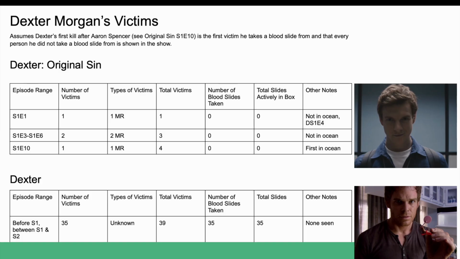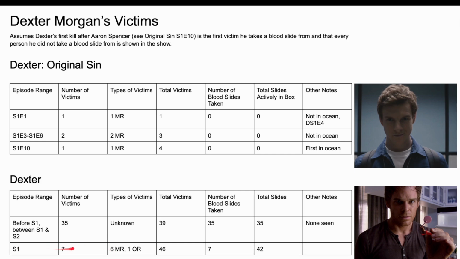And then Dexter starts, and before season 1 and then between seasons 1 and 2, so somewhere between the end of Dexter Original Sin and the start of Dexter, and then the end of season 1 and the start of season 2, he takes 35 victims, bringing his total to 39. He also takes 35 blood slides, bringing him to 35 slides total. And none of them have been seen. However, there's a couple flashbacks that are unexplained, and we can assume that they're probably in there somewhere.